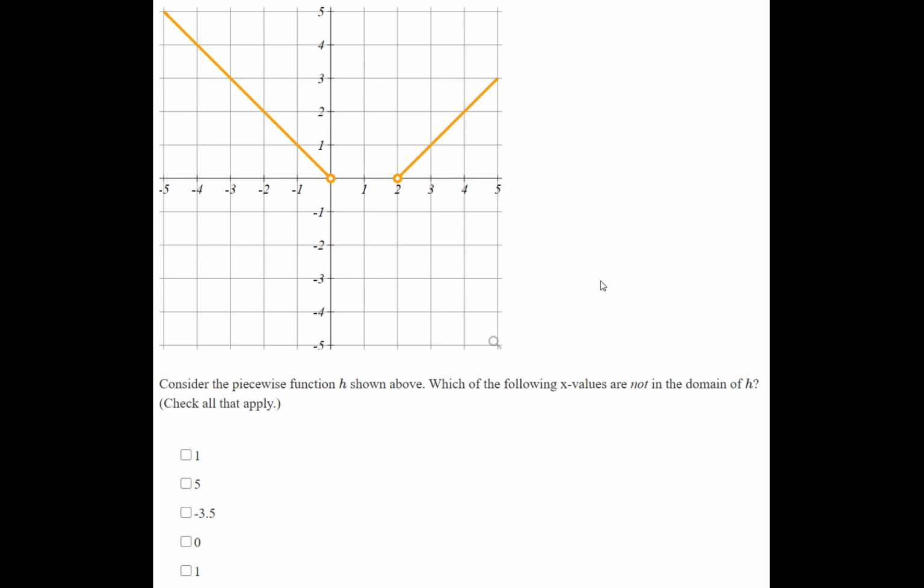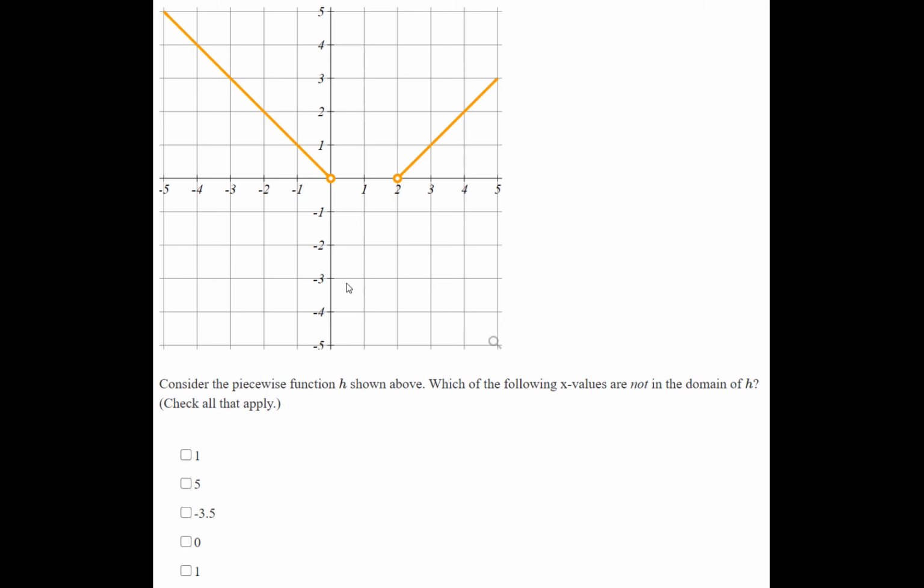Consider the piecewise function h shown above. Which of the following x values are not in the domain of h? Check all that apply. So if a value on the x-axis has a value in the range associated with it, so either a closed point, a closed circle, or a part of the graph itself, then it's contained in the domain.